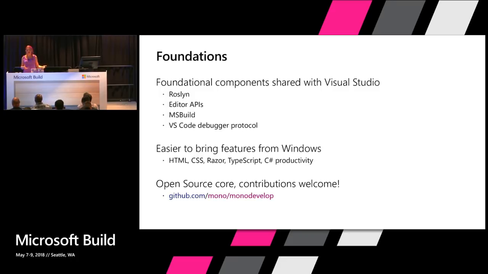The debugger that you just saw for .NET Core uses the VS Code debugger protocol. You can use TextMate for syntax highlighting. There's a whole bunch of shared components that enable us to deliver features on Mac more easily. And so this is something that we've been working on a lot. It's not super visible because it's not something you see directly, but this is what's enabled us to bring things like Razor and TypeScript to you. The core is actually open source. It's an open source project on GitHub called MonoDevelop, and contributions are welcome, or you can just check it out, read the source code if you're interested.